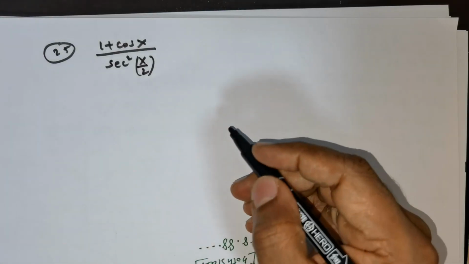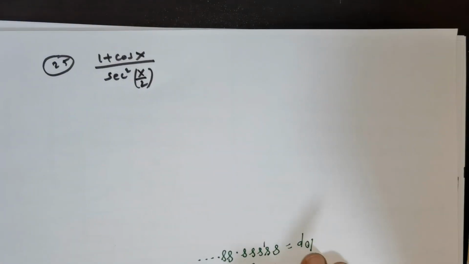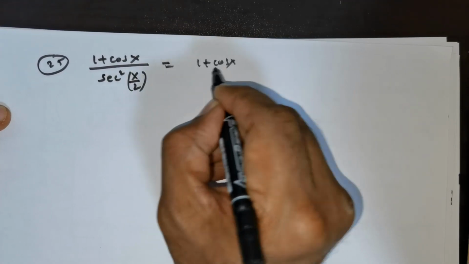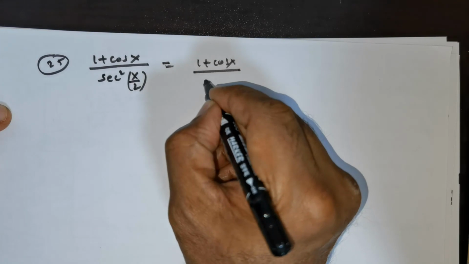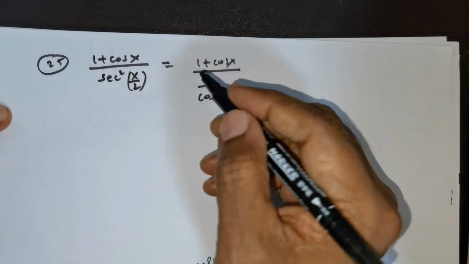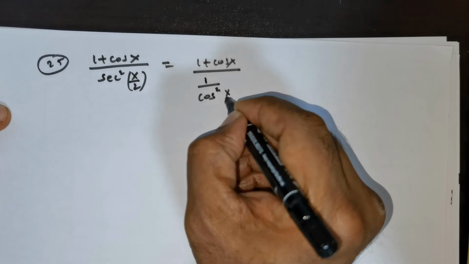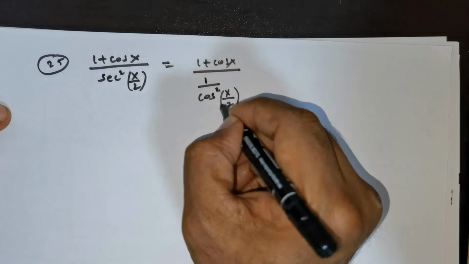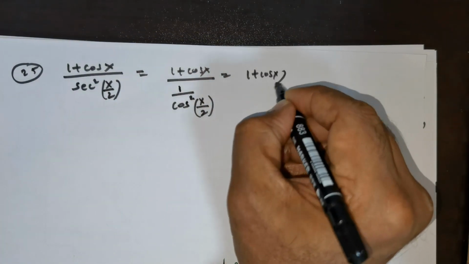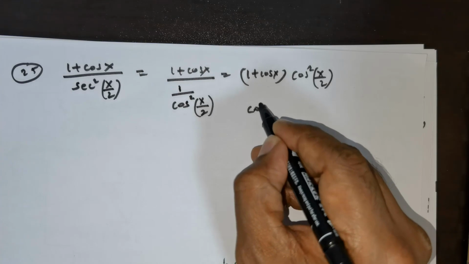Now this is question number 25. I have to utilize this space here. So what I wish to do is, I would like to rewrite this as 1 plus cos x divided by secant squared x is 1 over cos squared x, right? In this case is going to be 1 over cos squared of x over 2. If I were to flip it, this is going to be 1 plus cos x times cos squared of x over 2.